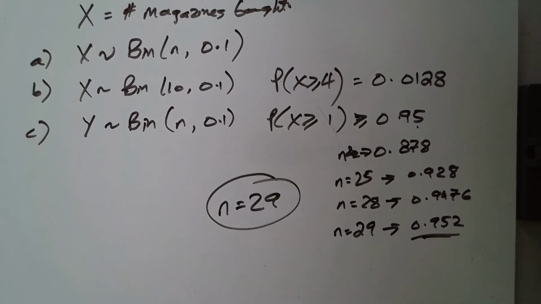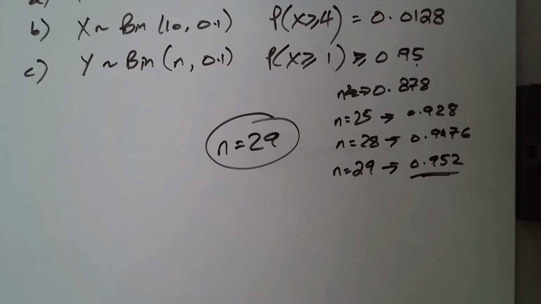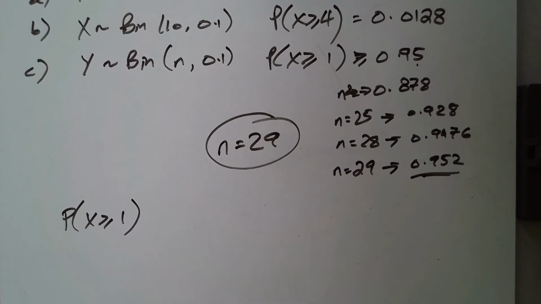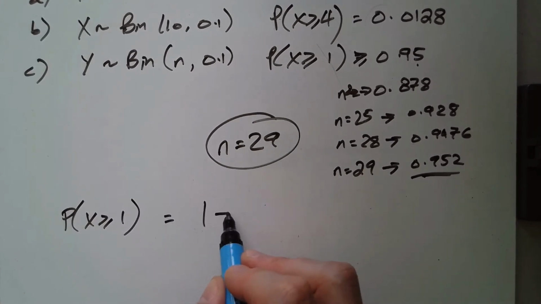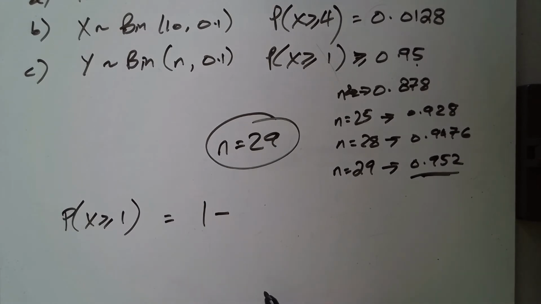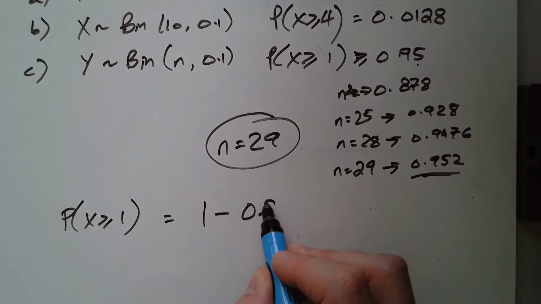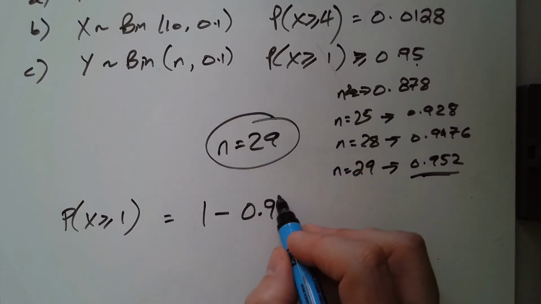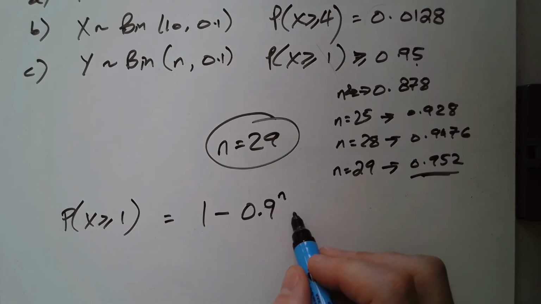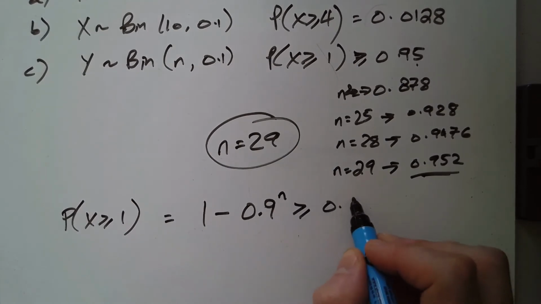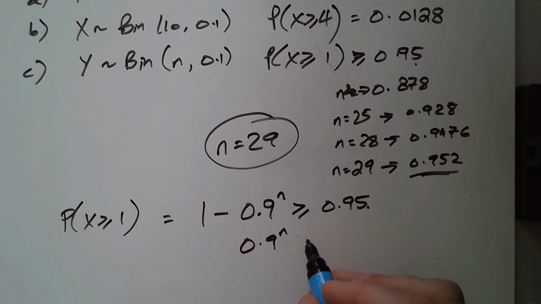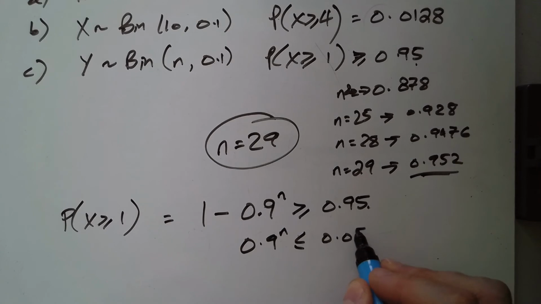I'll do D on a separate video so I can chat to you about another way of doing this. Because of course the probability that X is greater than or equal to 1 is basically everything except failing on every single one of them. And failing to sell was 0.9. So selling 0.1, failing to sell 0.9, and we want that to the power of n to be greater than or equal to 0.95. If I rearrange that, we want 0.9 to the power of n to be less than or equal to 0.05.